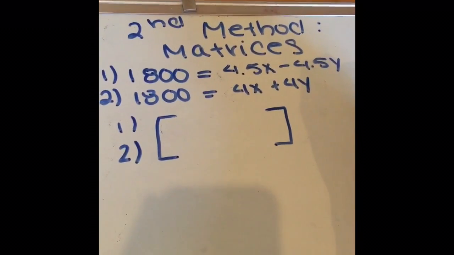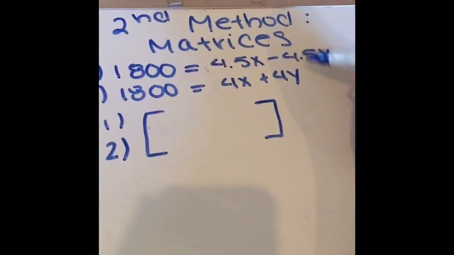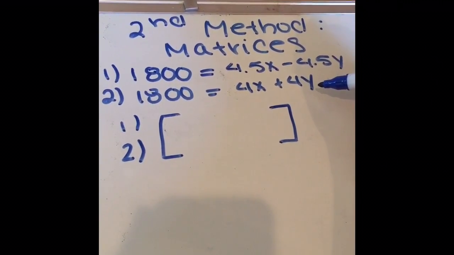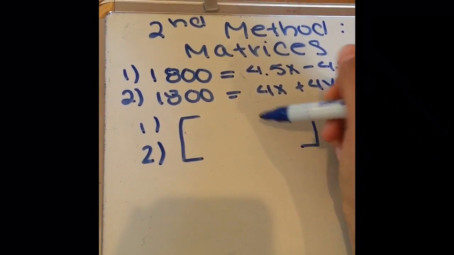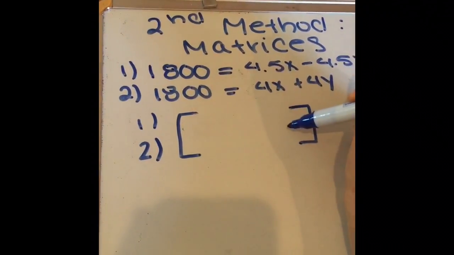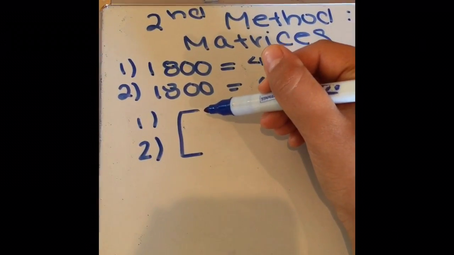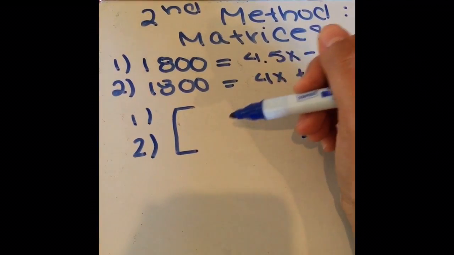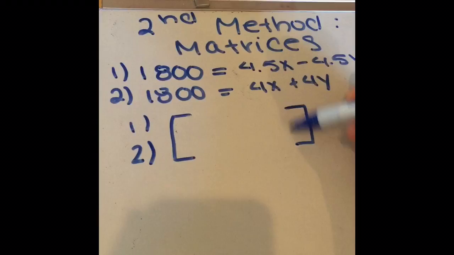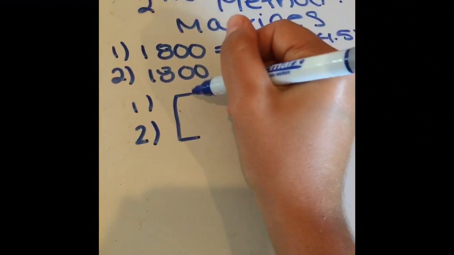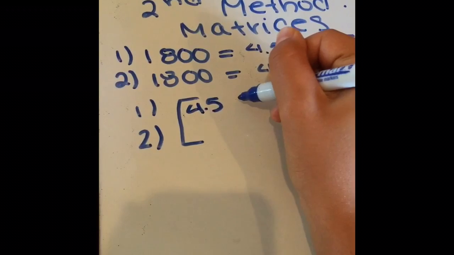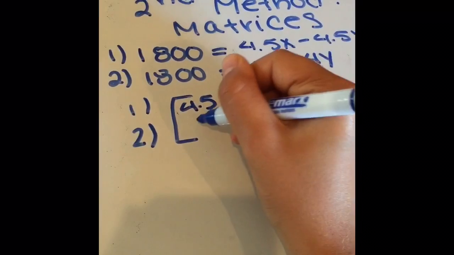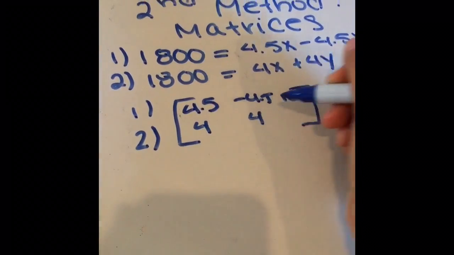So our second method of solving this problem is by using matrices. So here are two equations, the first one representing the plane flying with headwind and the second one representing the plane flying with tailwind. In using matrices, you want to have the first equation on the top and the second equation on the bottom. The left side of the matrix contains the x coefficients, the middle contains the y coefficients, and the right contains the constants. So it would look like 4.5, negative 4.5, and then 1800, and then 4, 4, and then 1800.